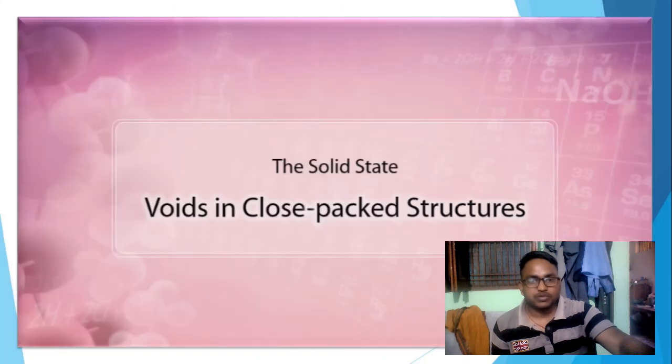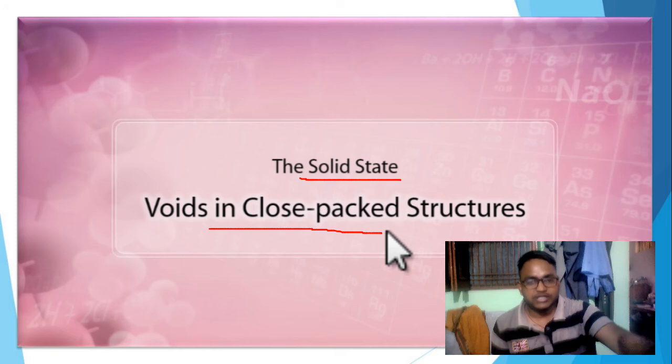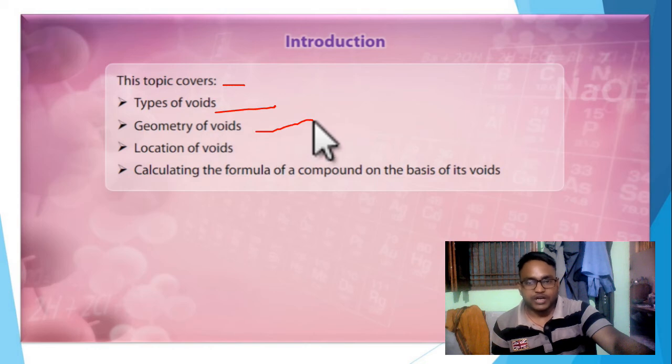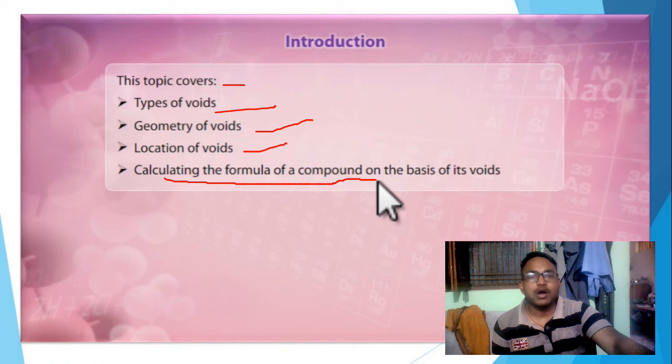Now we are going to start the solid state, in which we are going to study voids in closed pack structures. This is part 4 of solid state. Introduction. This topic covers types of voids, geometry of voids, location of voids, and calculating the formula of a compound on the basis of its voids. It is very important for competitive exams as well as CBSE board examinations.